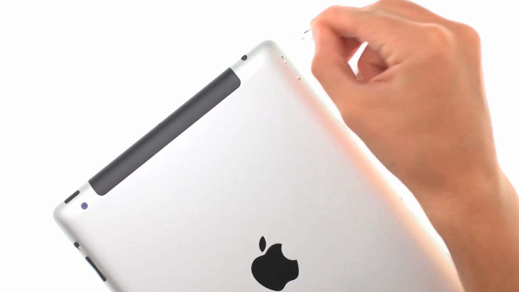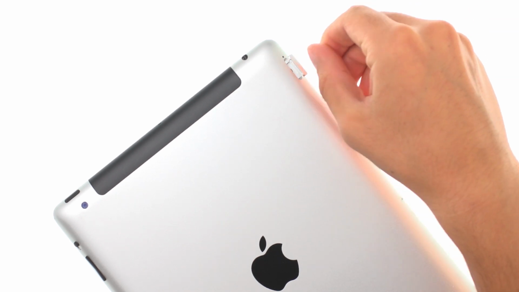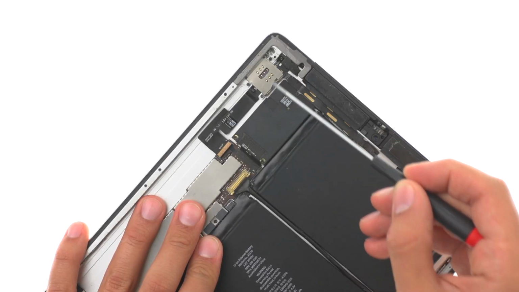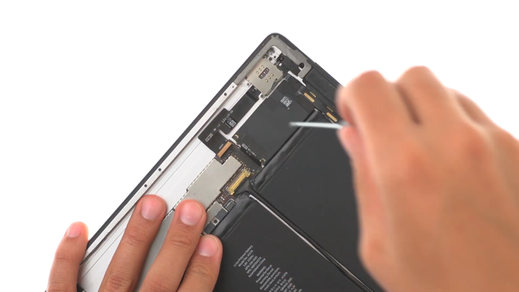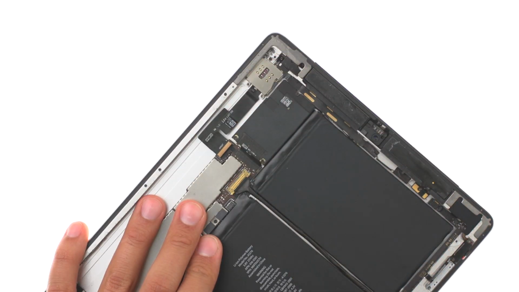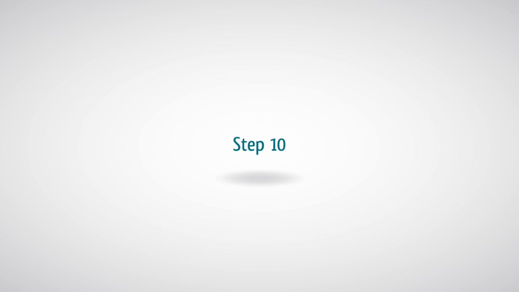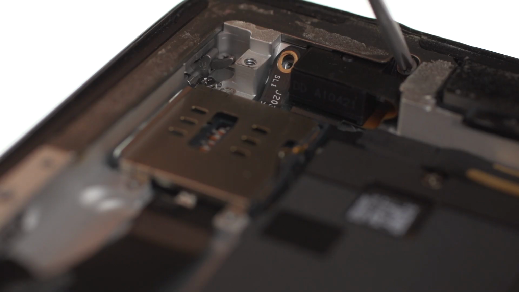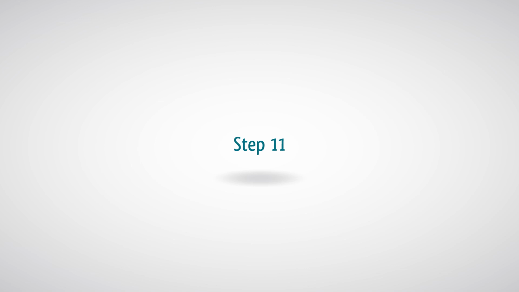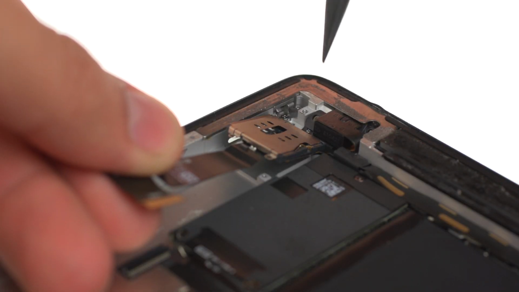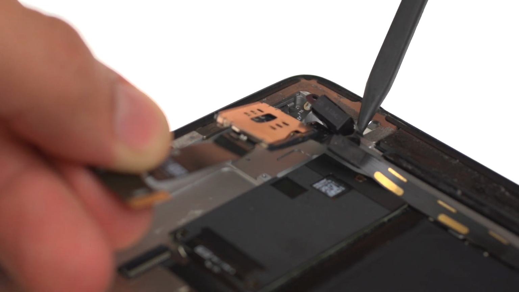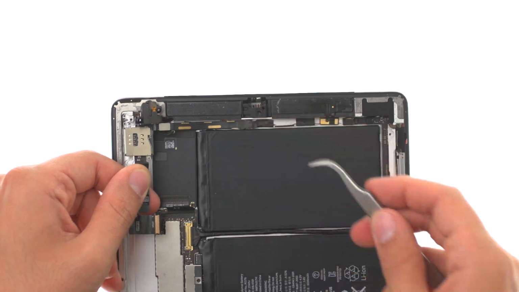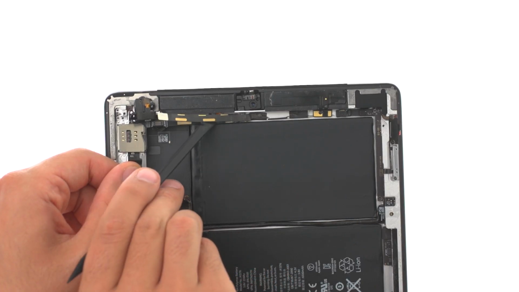Remove the SIM tray. Remove the following 3 Phillips screws securing SIM card reader to the housing. Remove the following 2 Phillips screws. Pull the audio jack out of the housing and remove the black tape covering the connectors. Disconnect and remove the audio jack.